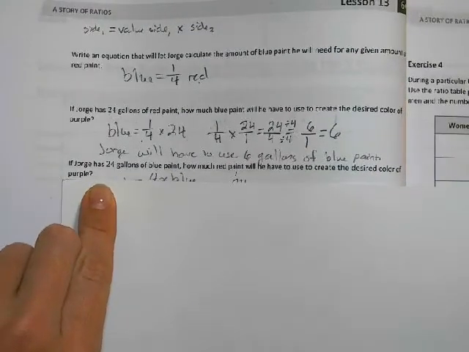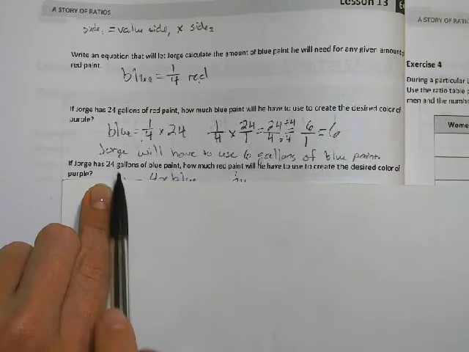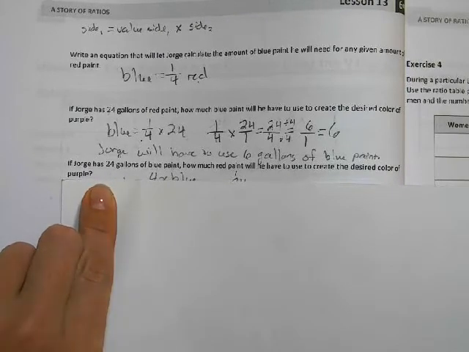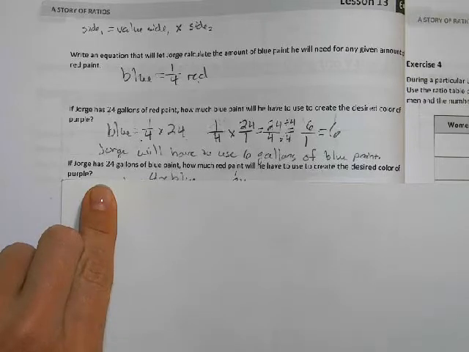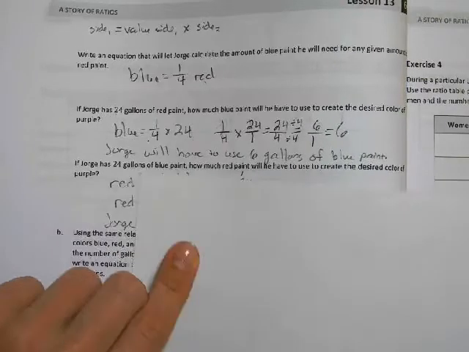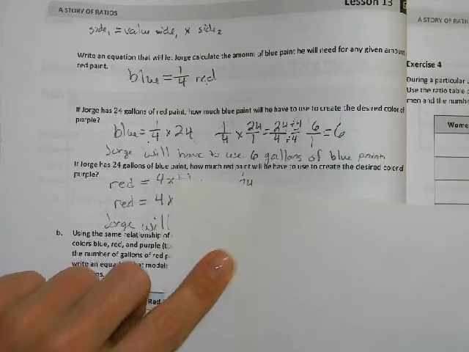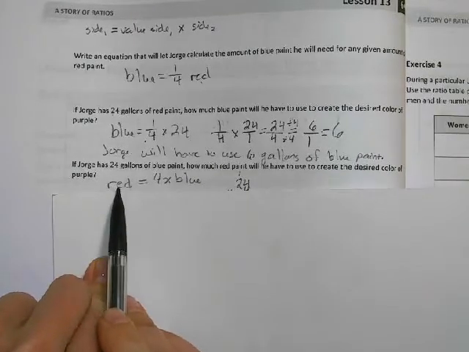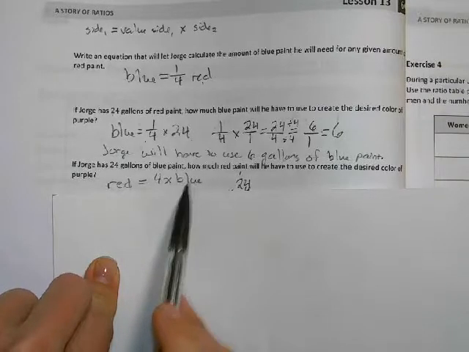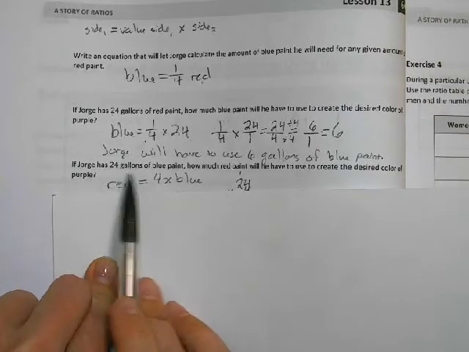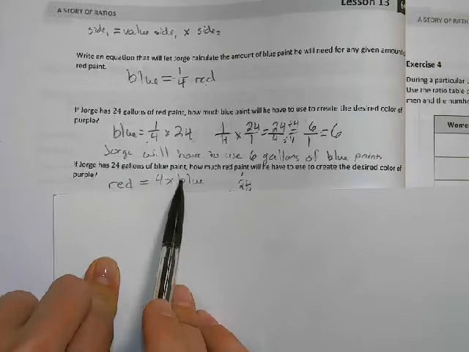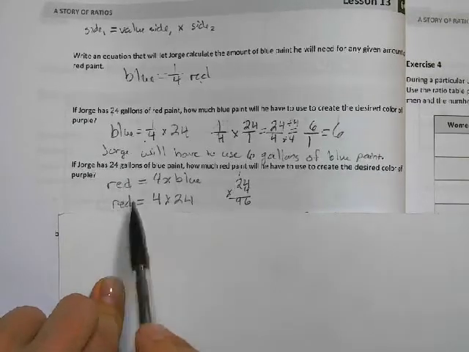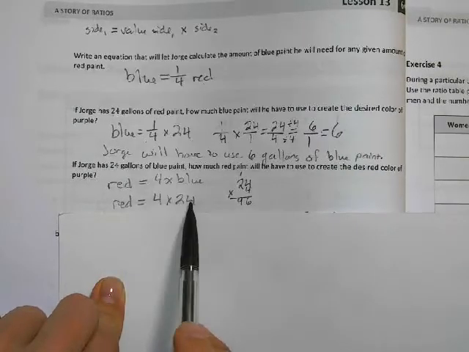Down here, they're flipping it. It says, well, what if Jorge uses 24 gallons of blue paint instead? How much red paint would he need? And we do the same thing, but we use the equation for the red paint. And the equation for red was 4 times blue, which we did before. Red equals 4 times blue. Well, blue is 24, so I take 24 and I plug it in for blue. So then my new equation was red equals 4 times 24.